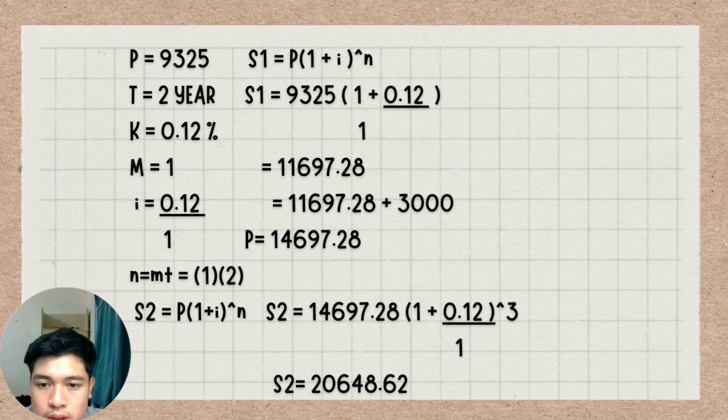For the second part, I'm using the same formula. S2 equal to P open bracket 1 plus I close bracket to the power of N. S2 equal to 14,697.28 open bracket 1 plus 0.12 over 1 to the power of N. And the answer is S2 equal to 20,648.62.